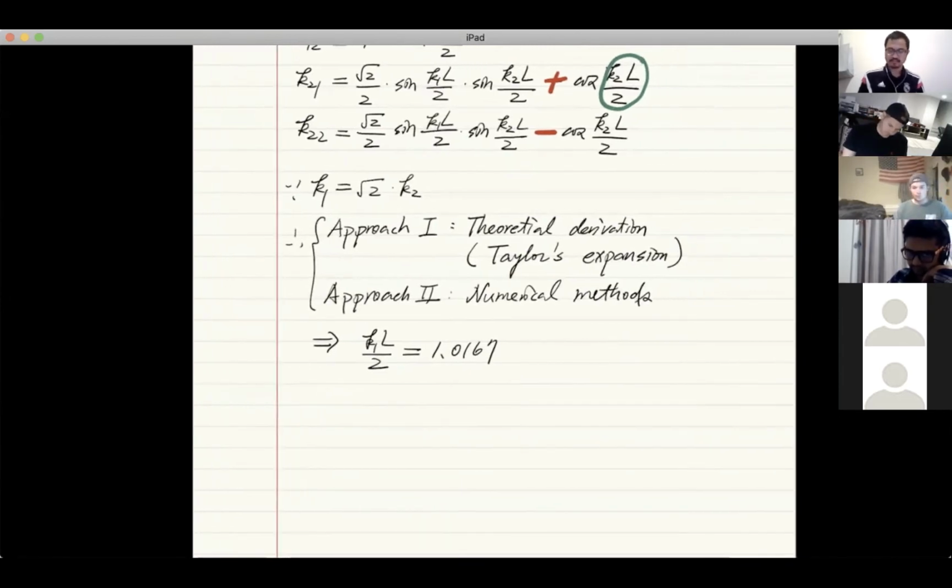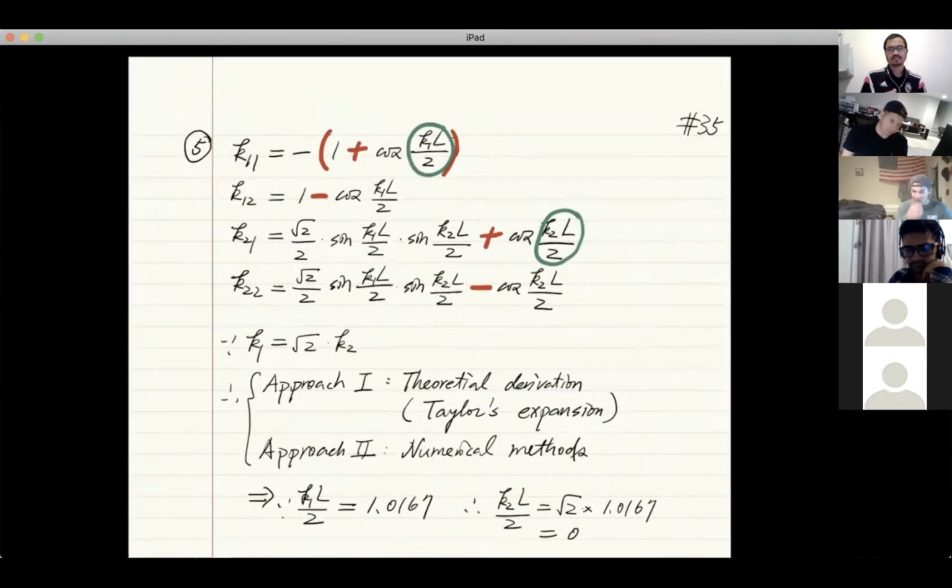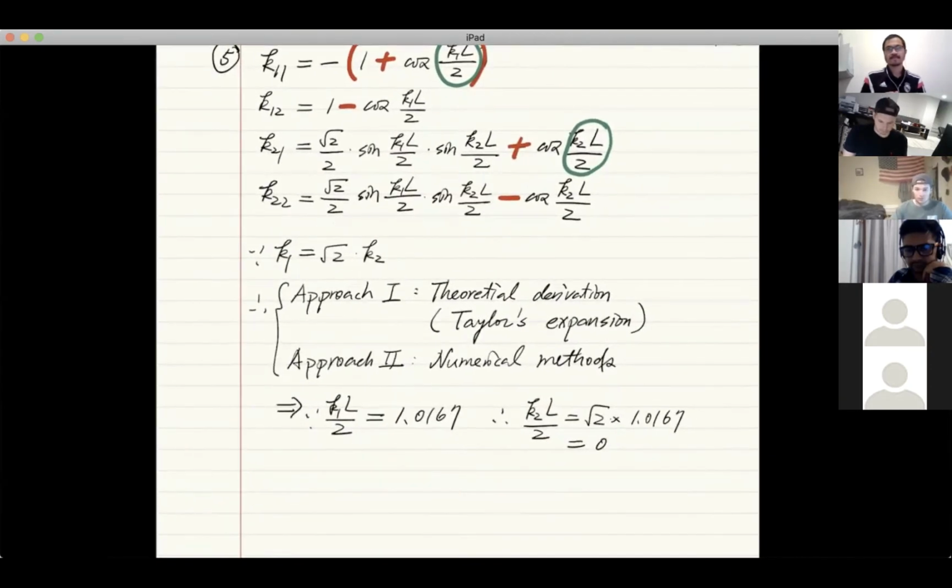Now, because of this, K2 times L over 2 is just the square root times this 1.0167, which becomes about, is that right? No, it's not right, right? K2 is 1 over, correct? Not multiply. It's 1 over square root of 2, because K1 is greater than K2, correct?